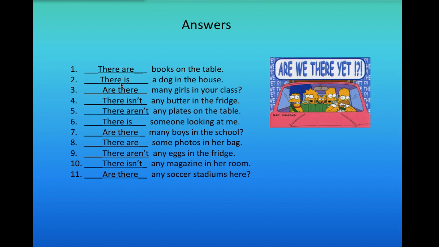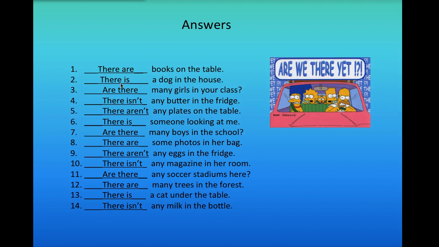Are there any soccer stadiums here? Stadiums is plural, so we use are, and it's a question, so we say are there. There are many trees in the forest. Trees is plural, so we'll say there are. There is a cat under the table. A cat is one, so we say is. There isn't any milk in the bottle. Again, it's negative. We're using any, and milk is uncountable, so it would be isn't. There are many rooms in the house. Rooms is plural, so we say there are.